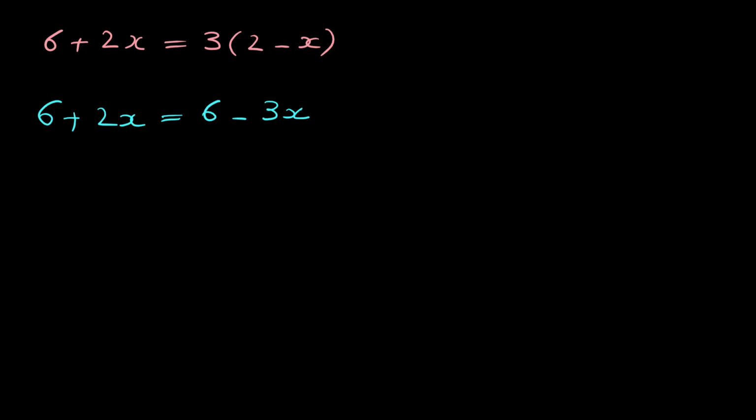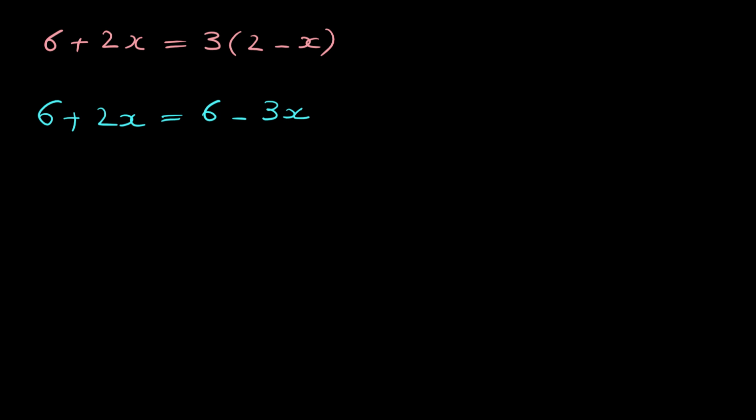Now we have this equation. 6 plus 2x is 6 minus 3x. So here what I did, I multiplied 3 by 2, 6. 3 times negative x is negative 3x. Now this is a normal linear equation that we have seen before. What was the method for solving equations like this, if you remember? Move variables to the left, numbers to the right.